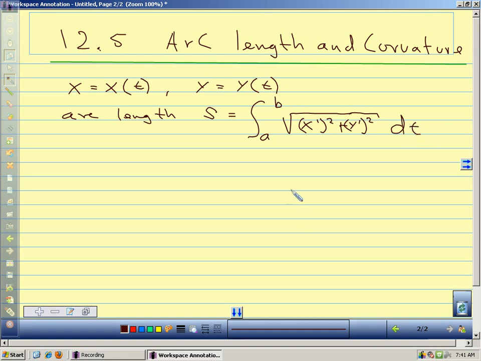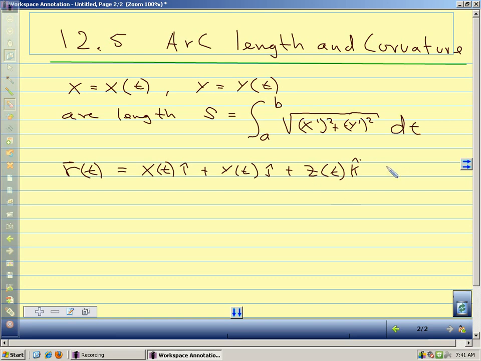Now if we worked with our arc length integral with parametric equations, if we want our curve to be represented by a vector valued function, so r of t is a vector valued function, x of t i, like we've been doing, plus y of t j plus z of t k, we can use the same kind of arguments to define our arc length using vector valued functions.